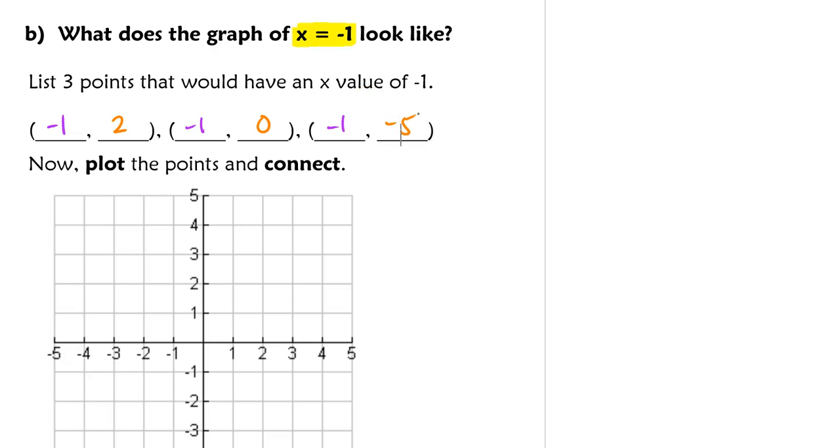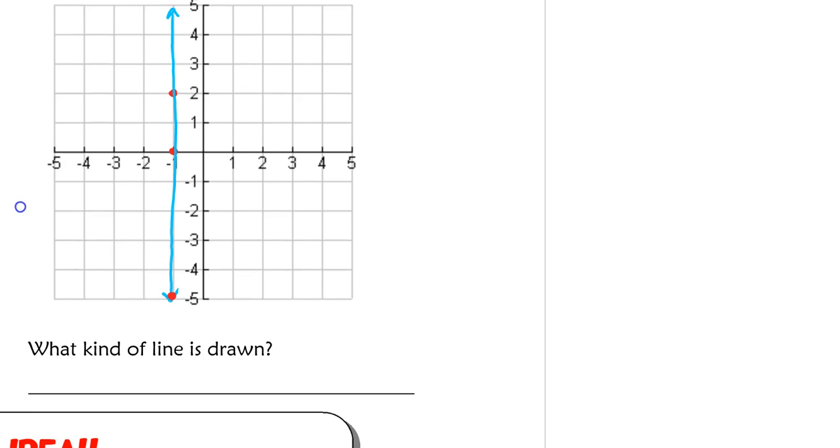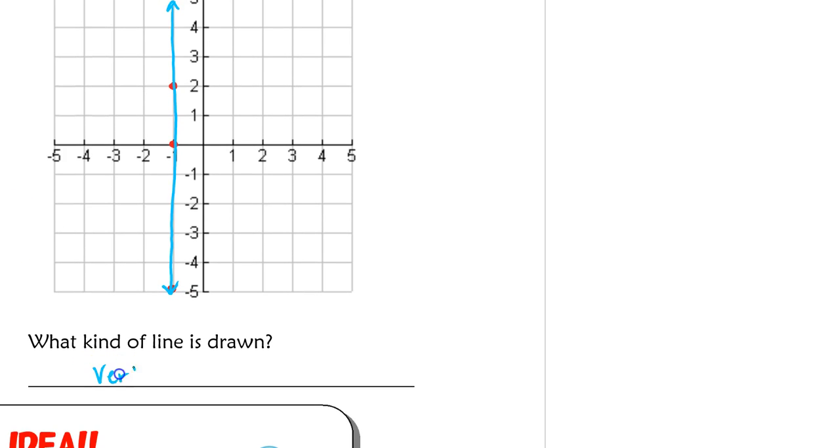Let's try 0 for y, and then the third coordinate, let's make this negative 1, negative 5. Okay, now we're going to go ahead and just plot those 3 points. For our first one, negative 1, 2, that means we're going to go left 1 and up 2. For negative 1, 0, that means I go left 1 and I stay right here. I don't move up or down. The last one, negative 1, negative 5, means I go left 1 and then down 5. Now when I connect these points, I get a different line. This time I get a vertical line. Okay, so down here where it asks what kind of line is drawn, we're going to write vertical line.